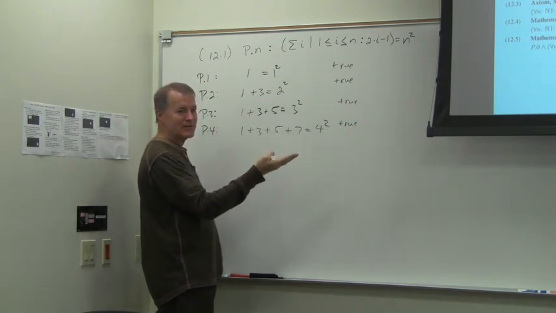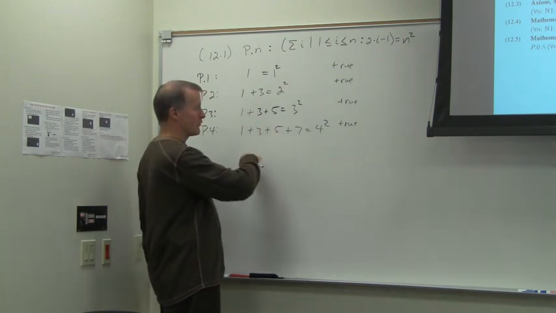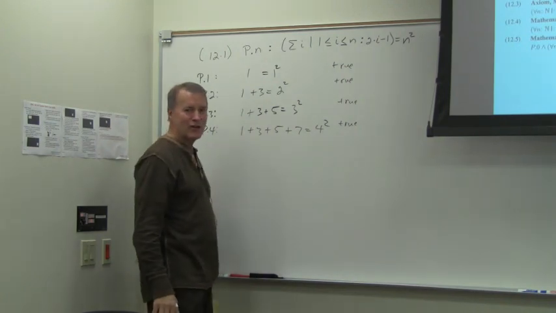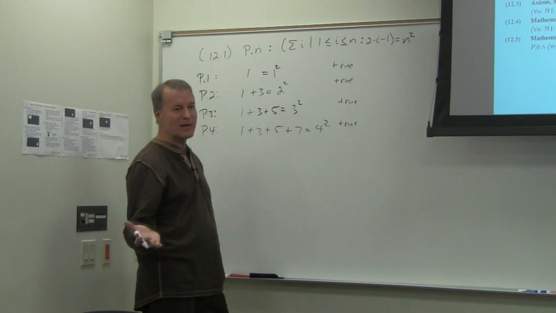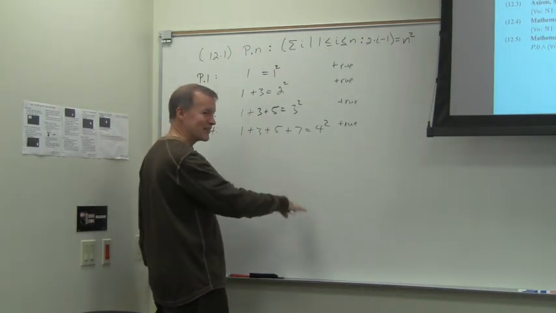Can we do proof by example? I mean, should we do it for 9, 11, 13, and so on? If we did it, how can we prove that it's true for an infinite number of N? Wouldn't we have to do an infinite number? We'd have to work this out an infinite number of times.